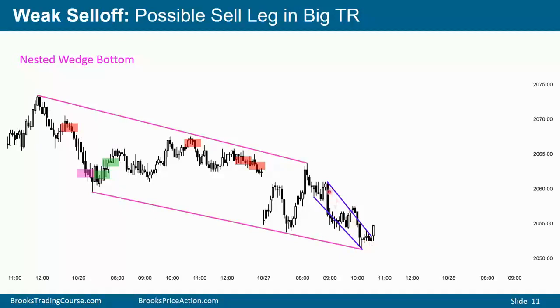The third leg of the wedge is itself a smaller wedge. So there's a smaller wedge inside of a bigger wedge. That increases the chances of a reversal, at least a couple legs sideways to up.